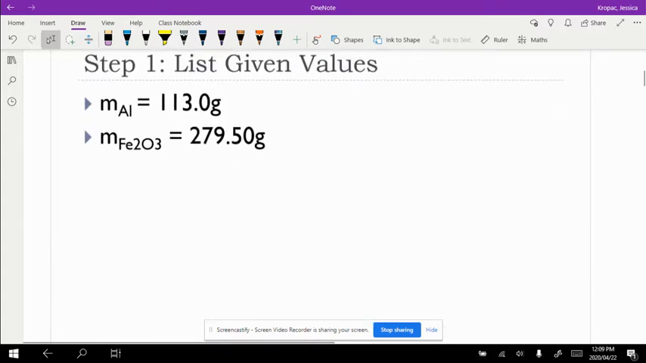And we are going to take a look at our given values. These were the two values that I was given in my question. I was given my mass of aluminum, and I was given my mass of iron oxide in this case. So these are my two numbers that were given to me in the question.